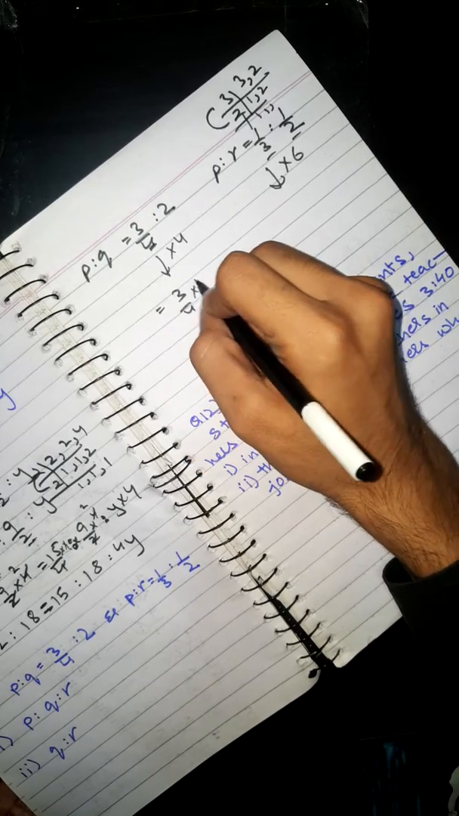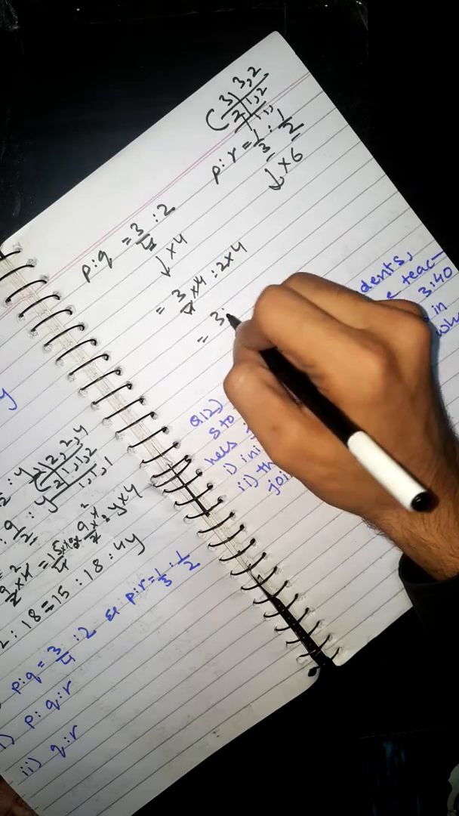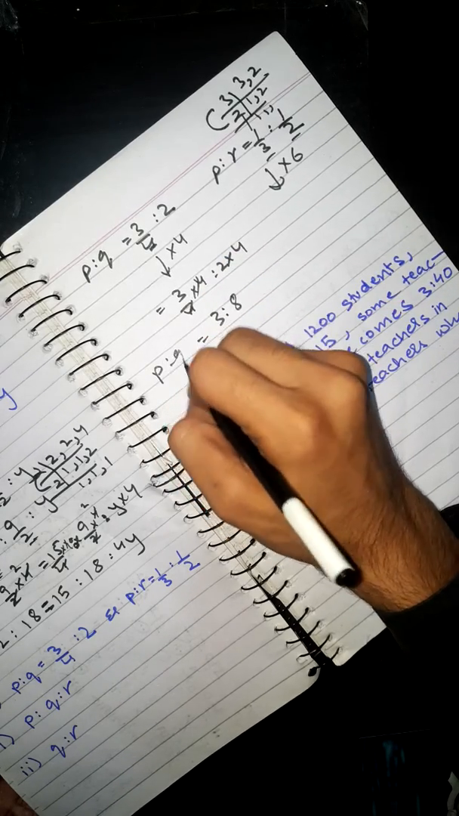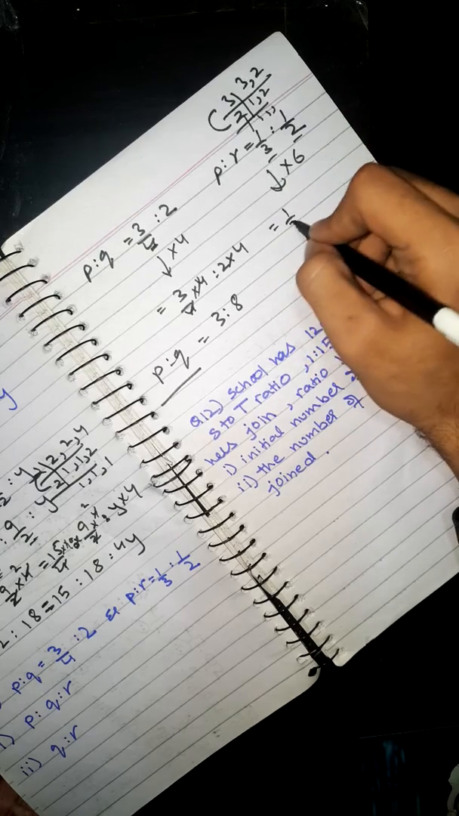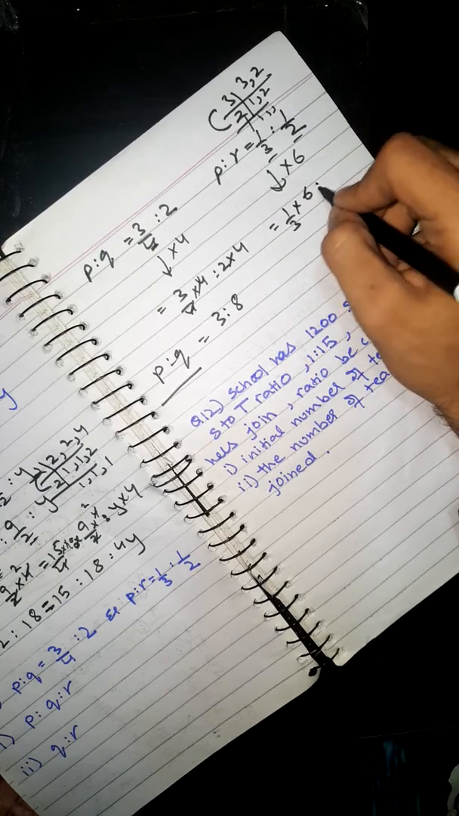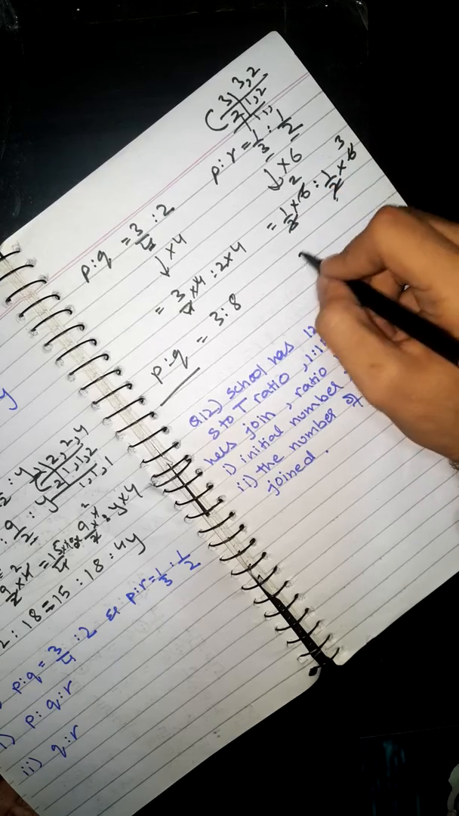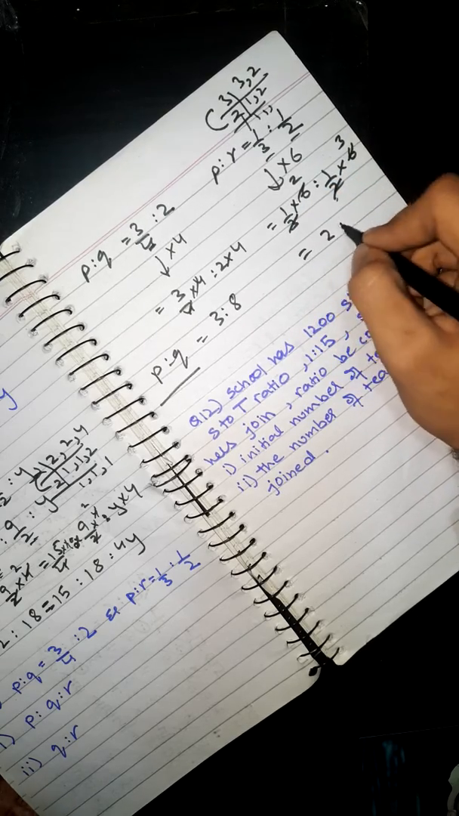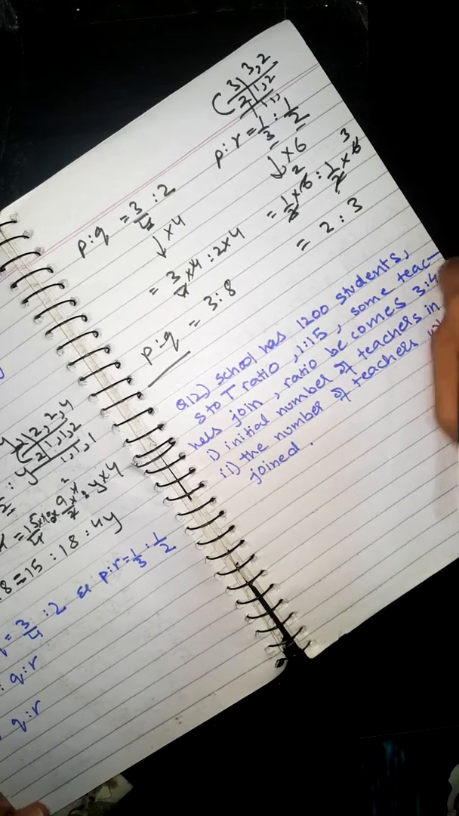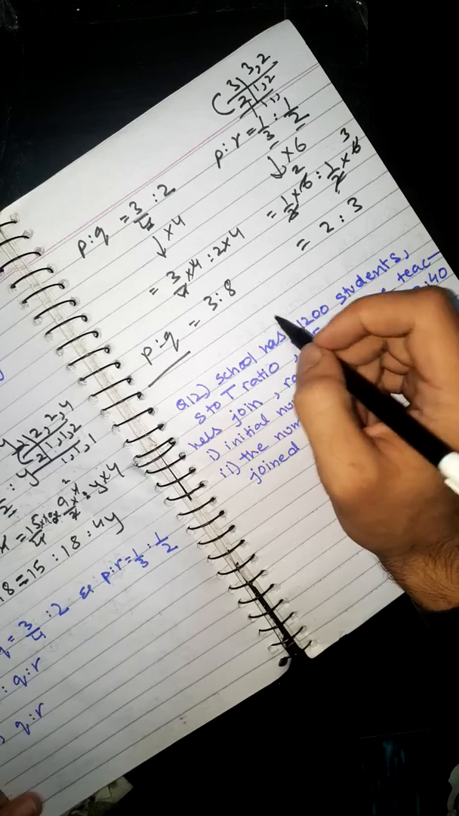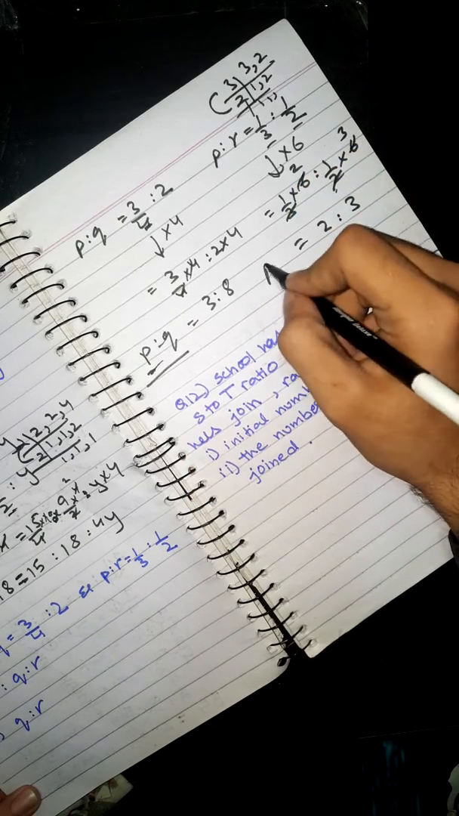3 by 4 multiplied by 4 ratio 2 multiplied by 4. Cancel. It will be 3 ratio 2, that is P ratio Q. And over here, in P ratio R, 1 by 3 multiplied by 6 ratio 1 by 2 multiplied by 6, 2 ratio 3. It will be 2 ratio 3. So now because we need to make this P, I'll write it as P ratio R.